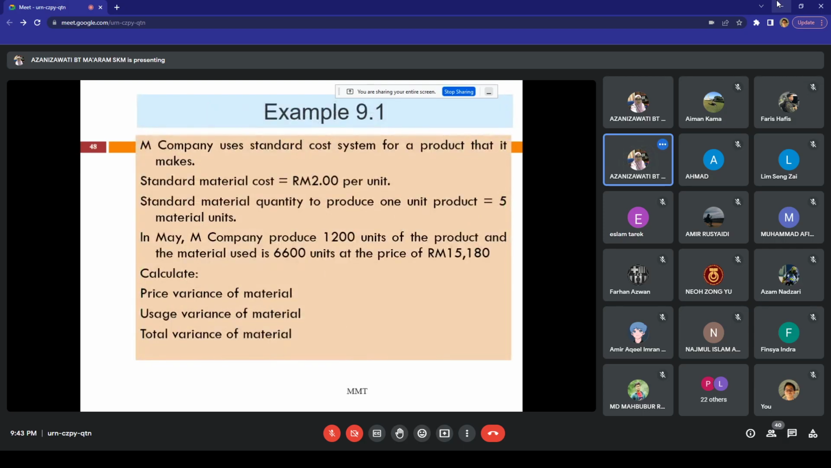Yeah. So for example, M company uses a standard cost system for a product that it makes. The standard material cost is 2 ringgit per unit. The standard material quantity to produce 1 unit of product is 5 material units. In May, M company produced 1,200 units of the product and the material used is 6,600 units at the price of 15,180. So calculate the price variance of material, usage variance of material, and total variance of material.